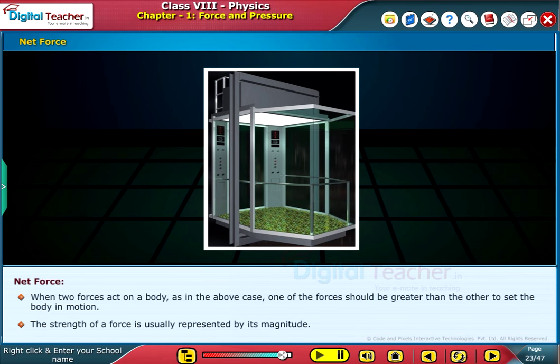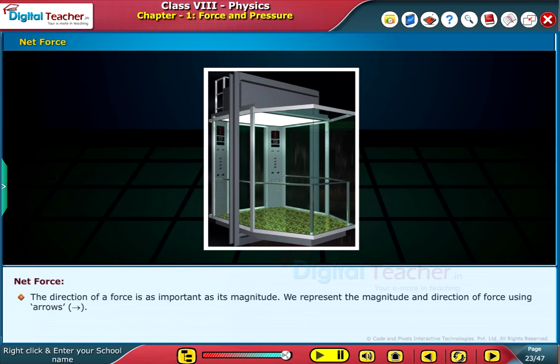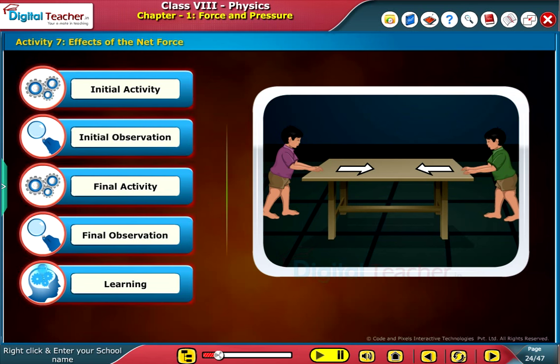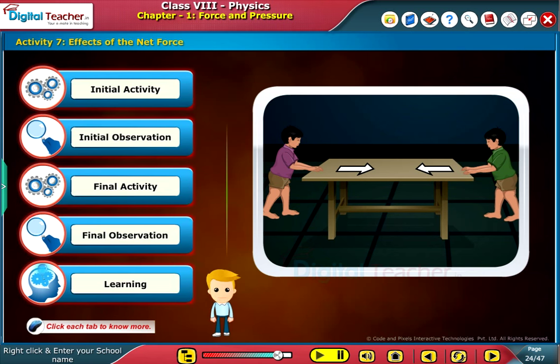The strength of a force is usually represented by its magnitude. The direction of a force is as important as its magnitude. We represent the direction of force using arrows. Now, let us perform an activity to observe the effects of net force acting on an object. Click each tab to know more.